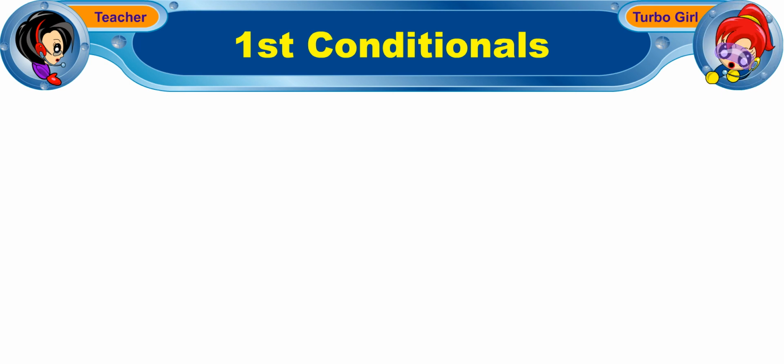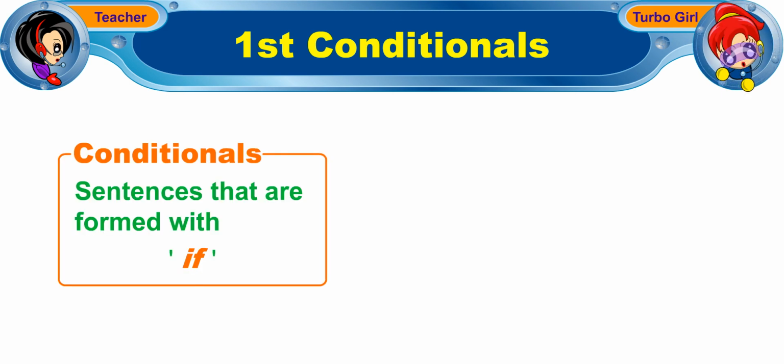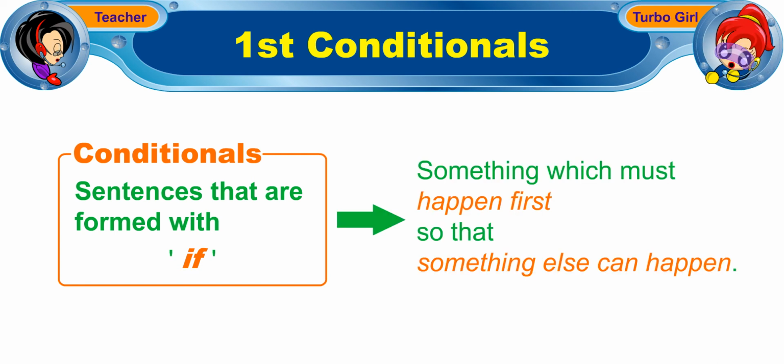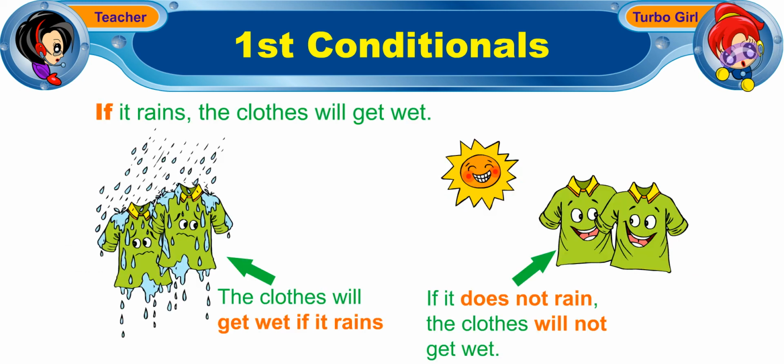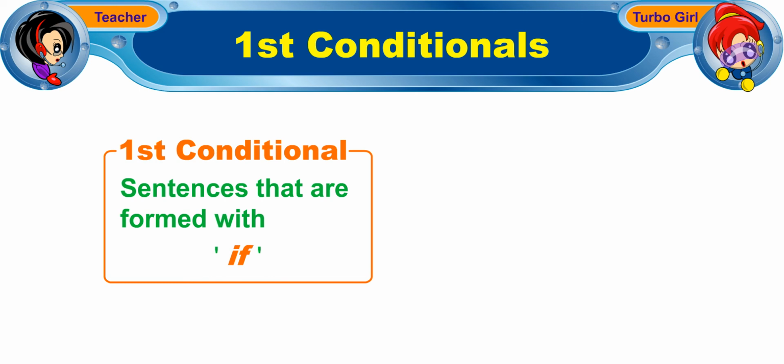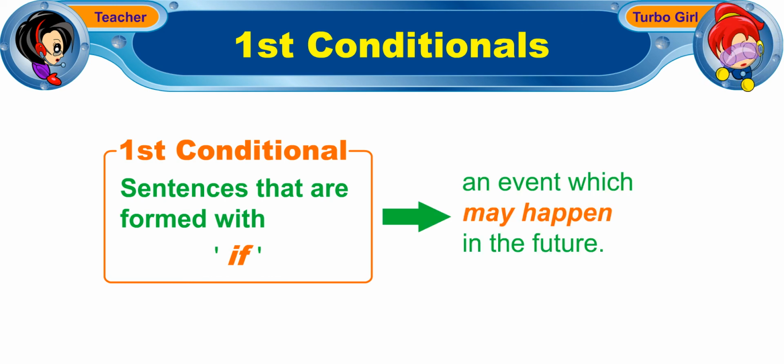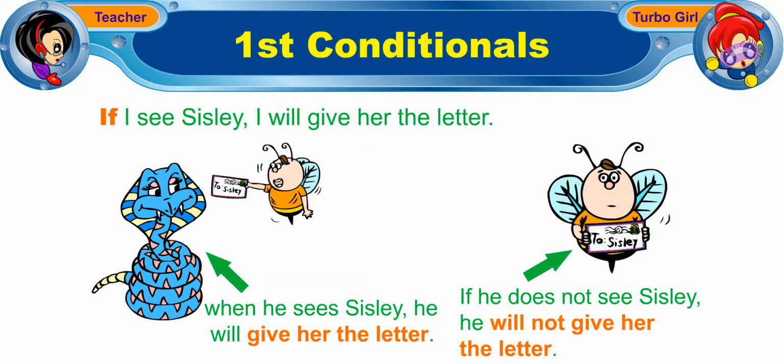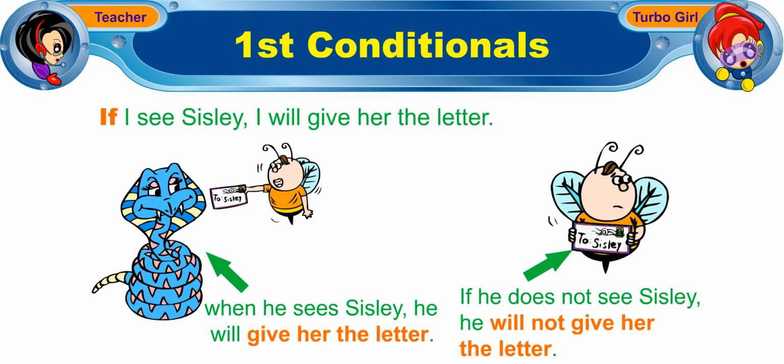Sentences that are formed with if are often called conditionals, and they refer to something which must happen first so that something else can happen. For example, if it rains, the clothes will get wet. We use the first conditional to talk about an event which may happen in the future. For example, Benny said, "If I see Cicely, I will give her the letter."